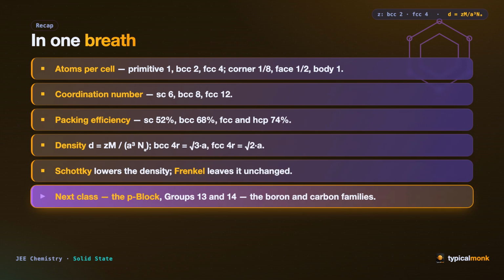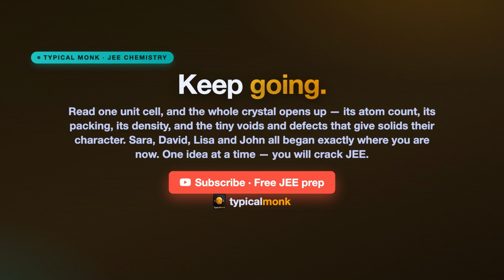Next class, the p block, groups 13 and 14, the boron and carbon families. Read one unit cell and the whole crystal opens up. Its atom count, its packing, its density, and the tiny voids and defects that give solids their character.